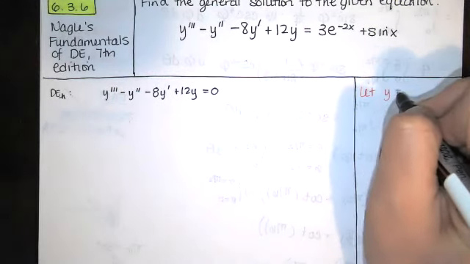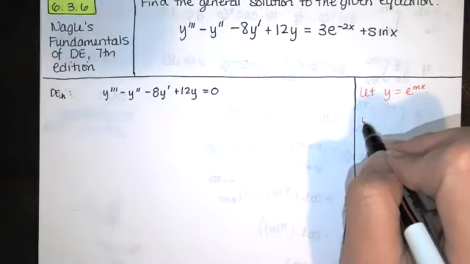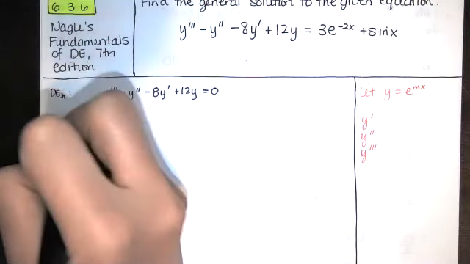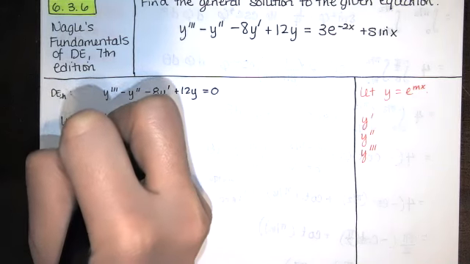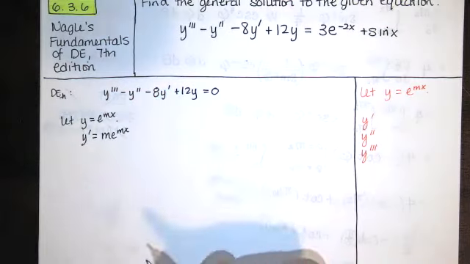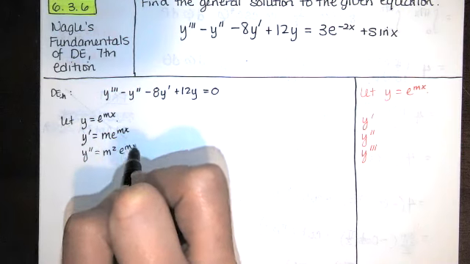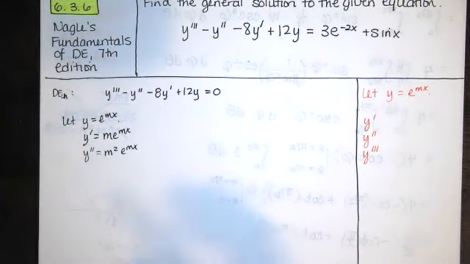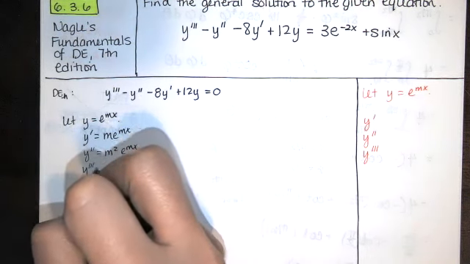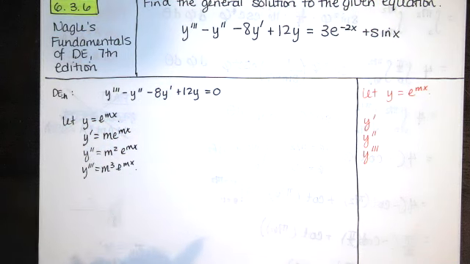So let's let y equal e to the mx. And since it's a third order differential equation, we're going to compute y prime, y double prime, and y triple prime. Every time you take a derivative, you're going to multiply by an extra m. It's due to the chain rule. Derivative of e to some power is e to that power times the derivative of the inside, and the derivative of m times x is m. Okay, so that's the form of our solution.